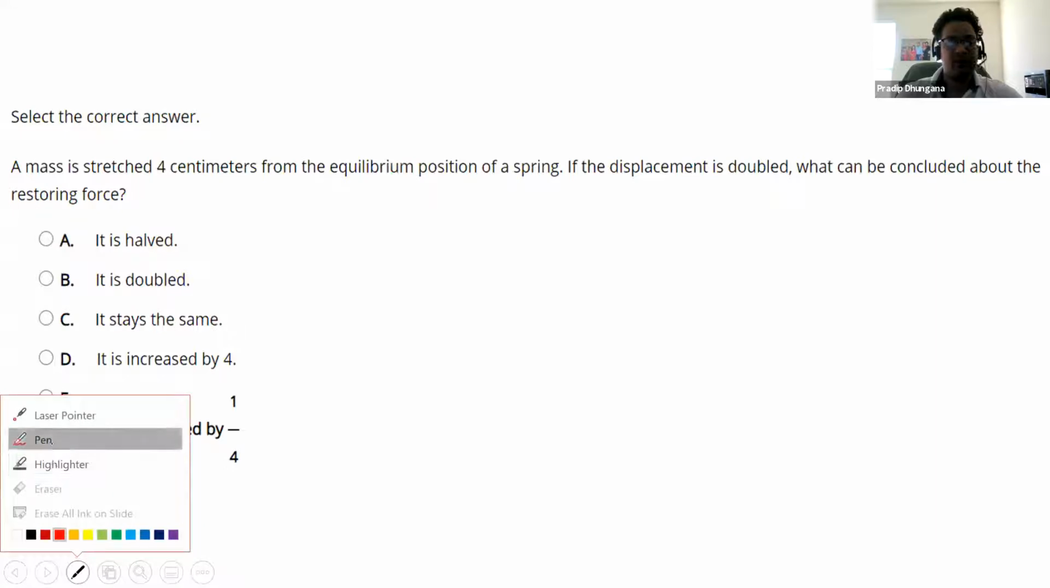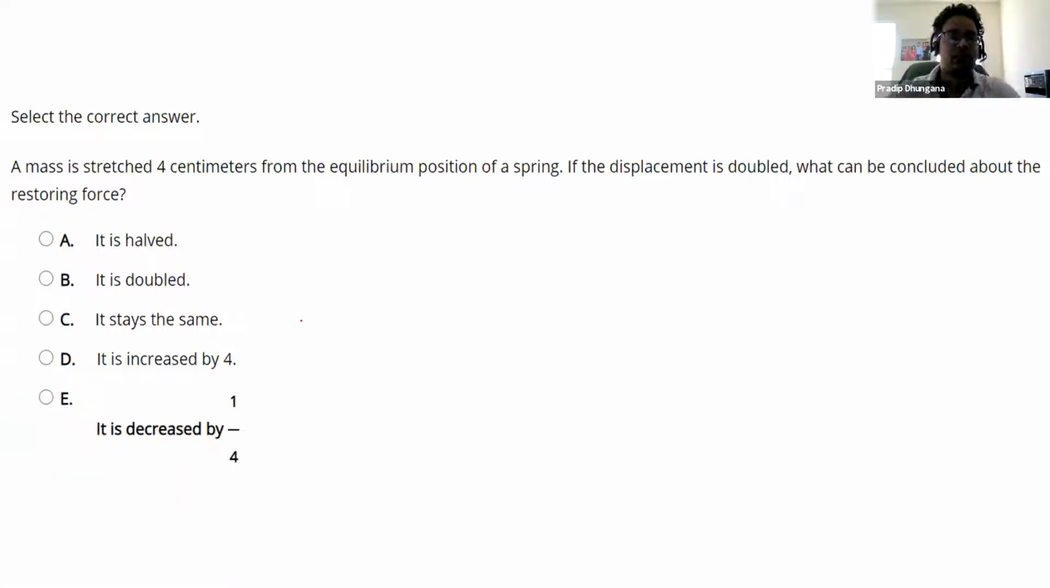If you need a formula, I'll always write the formula for you, okay? A mass is stretched 4 centimeters from the equilibrium position of a spring. If the displacement is doubled, displacement is x, what can be concluded about the restoring force? According to Hooke's law, restoring force is directly proportional to displacement, and that is equal to the product of spring constant times displacement. The negative sign is because force and displacement always act in opposite directions. So use that formula and try to think about this question.